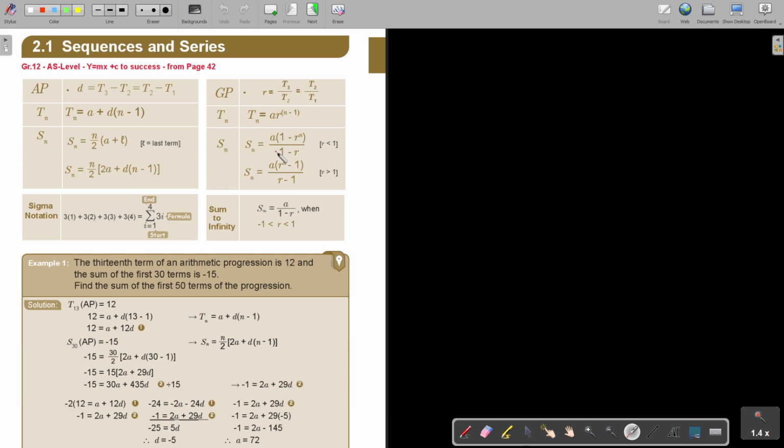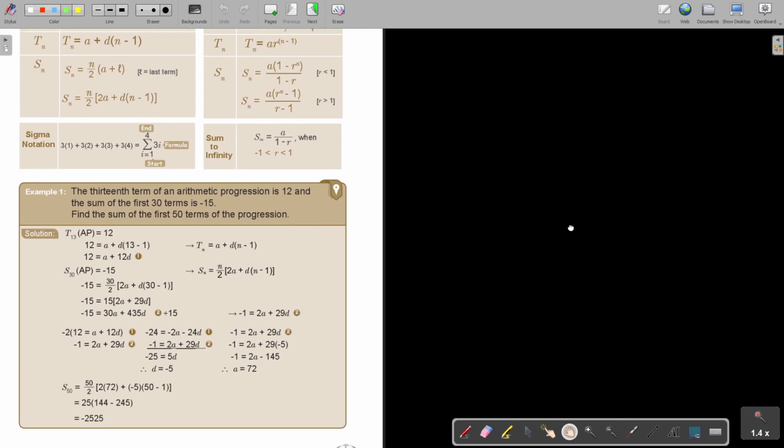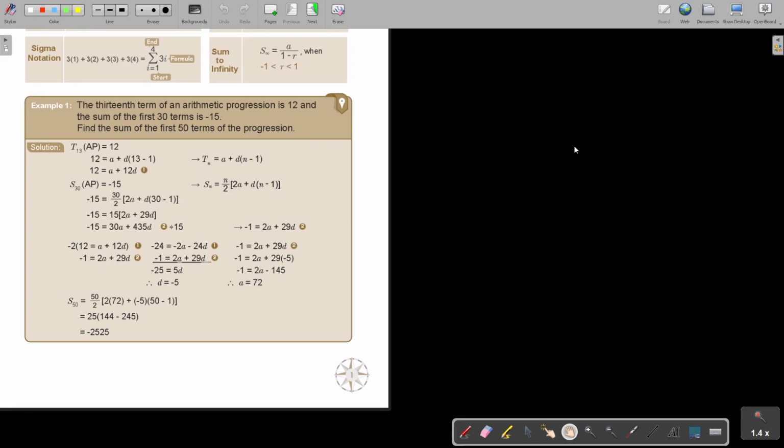And then there's sigma notation, and then the sum to infinity, where the value of r will be bigger than -1 and smaller than 1. So if you need any information, you can just go to that table, or in the examination, to the formula sheet. But let's start with an example. My approach was to first select the APs, and then the GPs, and then the combination, and then to go to the practical examples. So I tried to organize it a little bit for you.